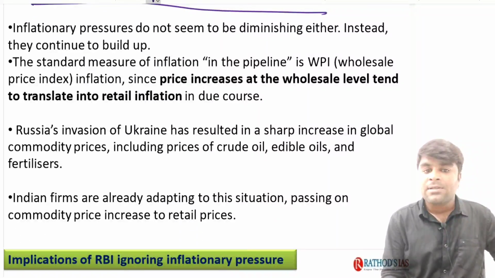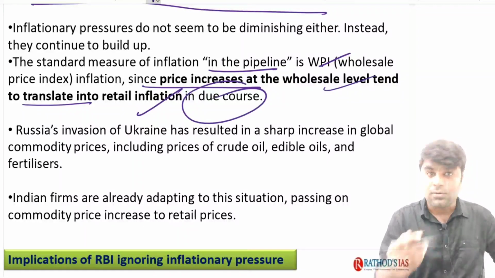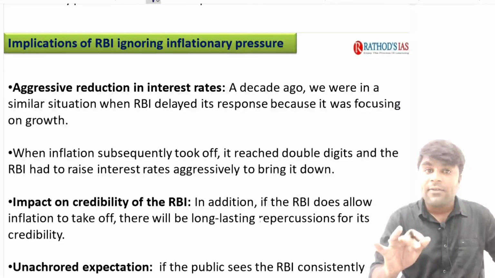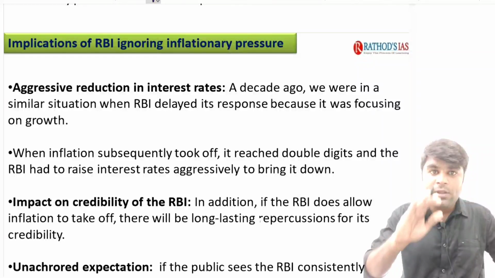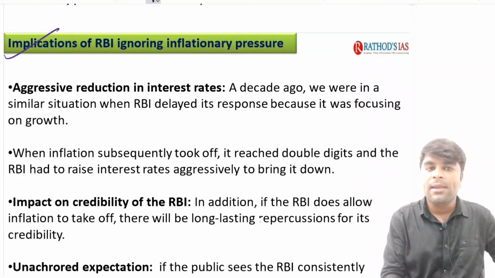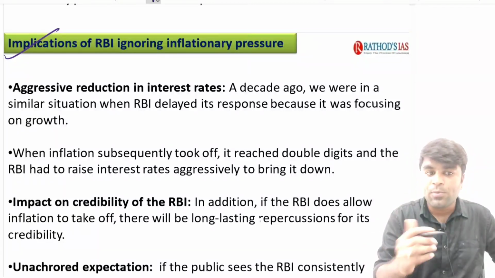See, the standard measure of inflation in the pipeline is WPI, since price increases at the wholesale level tend to translate into retail inflation. When the RBI ignores these kinds of inflation rates, remember that the mandate of controlling inflation between 2% and 6% is the work of the RBI. Now, what might be the implications if the RBI lets it continue to grow to 6.1% and 6.2%?